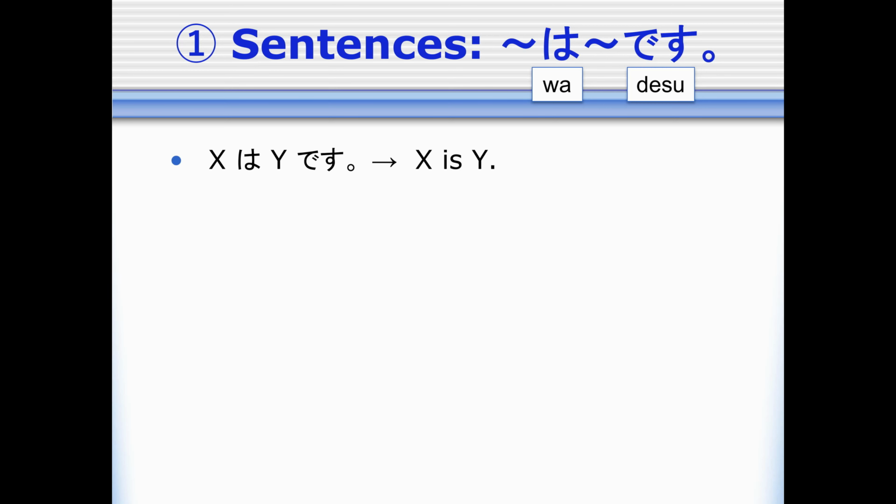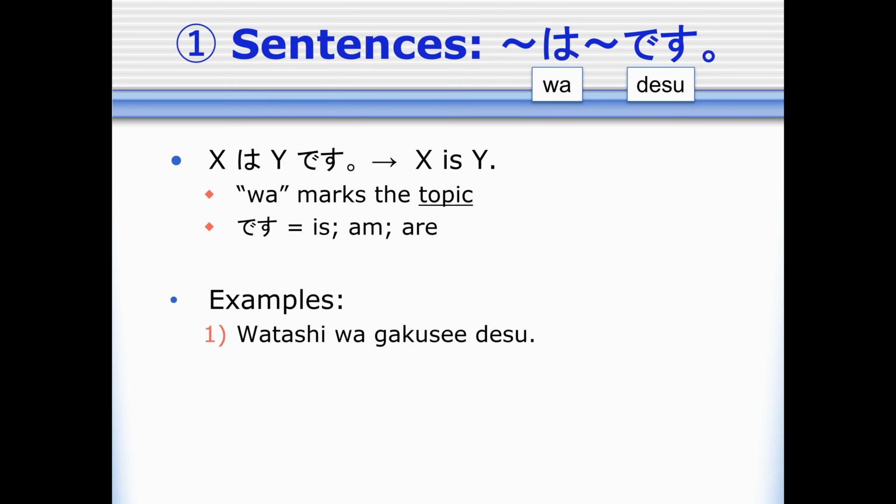So, for example, 私は学生です. We know from our chapter 1 vocab, 私 is me, and 学生 is student. So what do you think we can make out of 私は学生です? That's right. I am a student. X is Y.